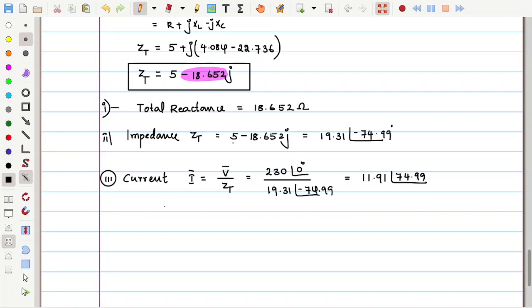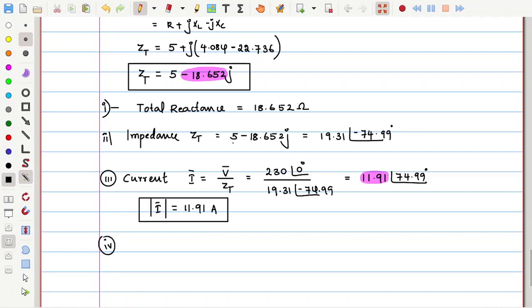But if I need only the current magnitude, I can say the mod of this, which is equal to the magnitude. How much is that value? This much, which I can say is 11.91 amperes. Nothing is wrong in expressing polar form as magnitude and angle, but if somebody asks only for the current, then express only the current magnitude, which is 11.91.